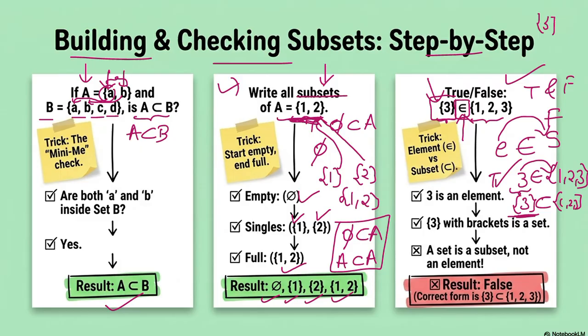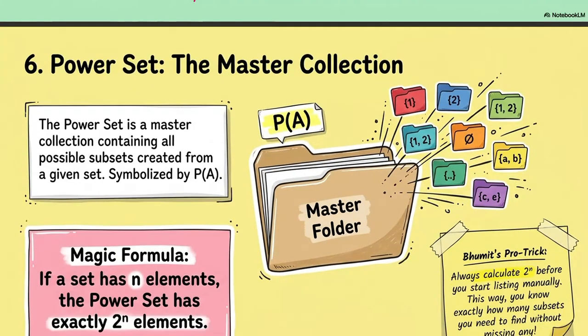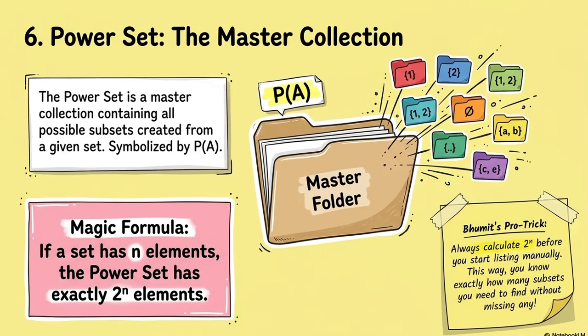Understood? So the relation between two sets, the belongs-to sign never comes. Always the subset sign will come, either subset or not a subset. And between an element and a set, always the belongs-to sign will come, either belongs to or not belongs to. Okay, remember this thing. Now look at the next and last part of this video, that is the power set.